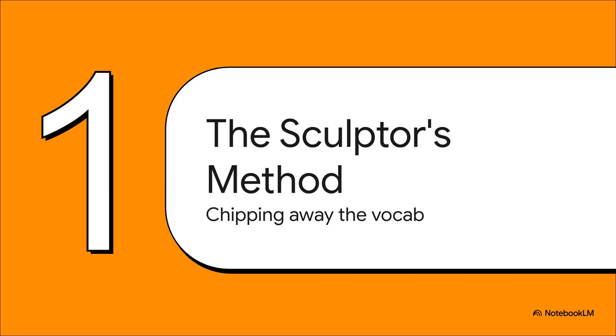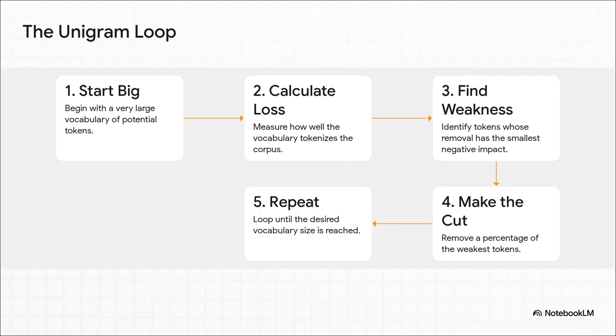Okay, so let's stick with the sculptor idea. If Unigram is the sculptor, how in the world does it know where to put the chisel? How does it decide which parts of the marble to chip away and which to keep? Well, that's the magic, and it all goes down during the training process. So here's how it works. It's basically this big, repeating loop.